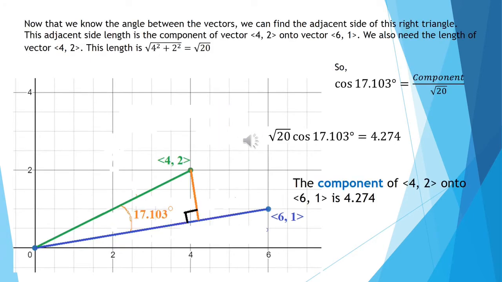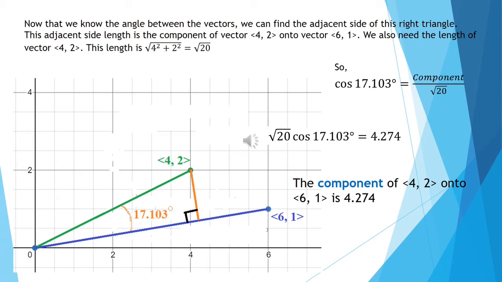We also are going to need to know the length of the vector we are projecting. We're projecting 4, 2 onto 6, 1. So the length of a vector is really just an application of the Pythagorean theorem. The length of the vector is the hypotenuse of the right triangle formed by the x component and the y component. So for 4, 2, the length will be the square root of 4 squared plus 2 squared, or the square root of 20.